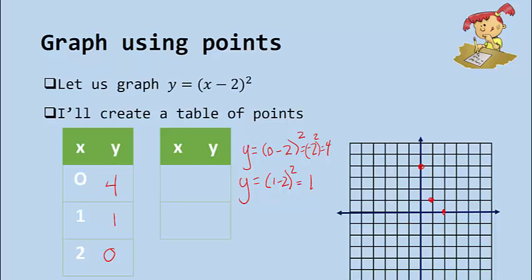I can see that I'm starting to make a curve down, so I probably need to do a couple more points just to see where it goes back up again. So maybe I'll try x is 3 and see what happens. I'll do that really quick. Plug in x for 3. 3 minus 2 squared. 3 minus 2 is 1, and 1 squared is 1.